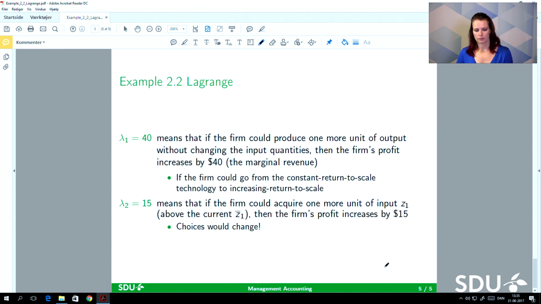Our second constraint, lambda 2, tells us that the firm's profit would increase by 15 if the firm, instead of buying 15 units of the first input factor, could acquire 16 units. So one more unit. However, interpreting where this 15 comes from is a little bit more difficult than interpreting where lambda 1 equals 40 comes from, because in this case both the input choices as well as the output can change.